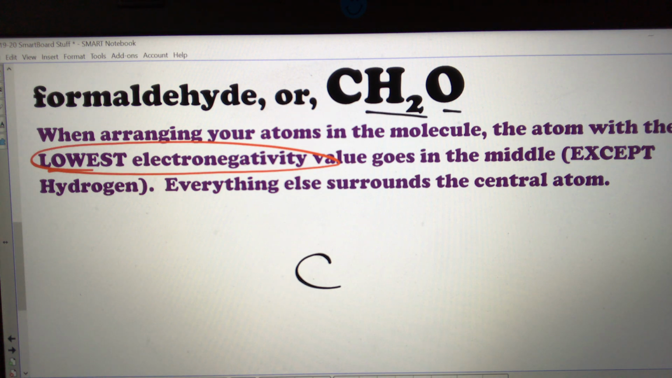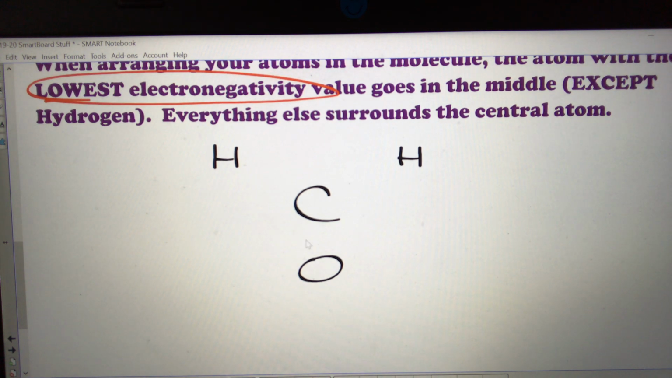I need two H's and one O. So I'm just going to go, I don't know, H, H, and O. That's the arrangement of my atoms. Carbon is the lowest electronegativity, with two hydrogens and one oxygen on the outside. Everything is going to bond to the center atom.